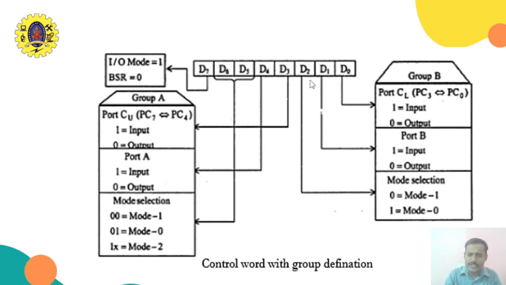Look at the mode selection. Here only one bit will be used, that means D2 will be used for group B. 0 means mode 0, 1 means mode 1. Mode 2 is not possible, because mode 2 is supported only for the group A signals. Mode 2 is a bidirectional data transfer that can be controlled only using group A, that is, port A alone is used for this. Thank you.